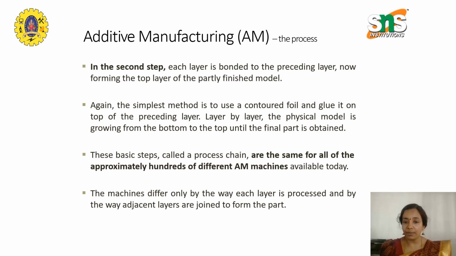These basic steps, called the process chain, are the same for all of the approximately hundreds of different additive manufacturing machines available today. The machines differ only by the way each layer is processed and by the way adjacent layers are joined to form the part. So the layer making and finding the distance is all going to be the same, but based on the final product, the dimension at which we keep the layer differs from one product to another, or one prototype to another.